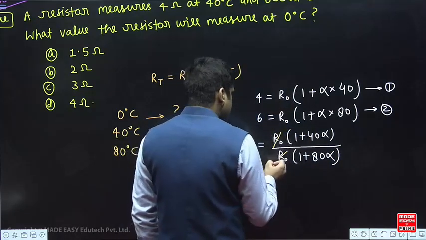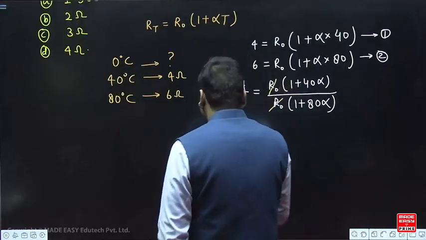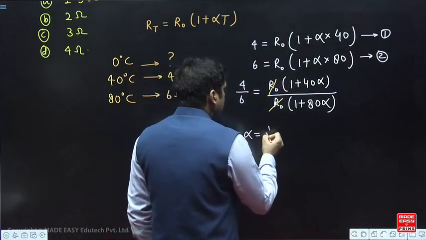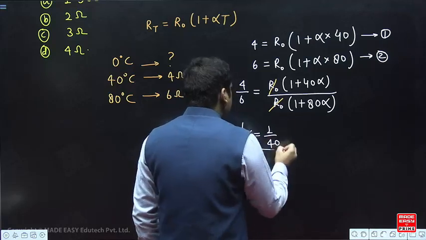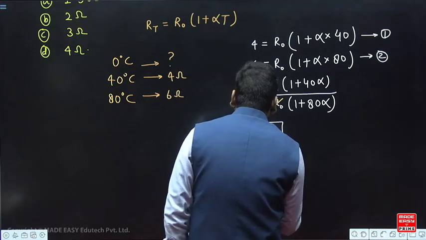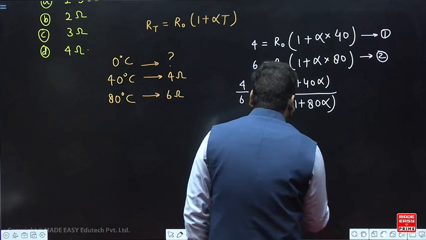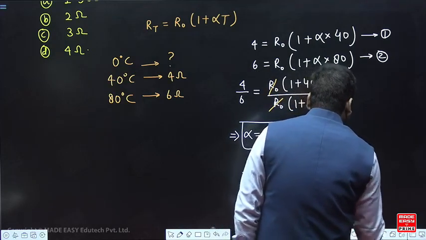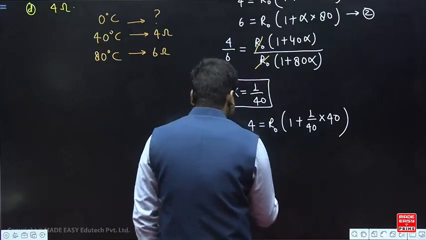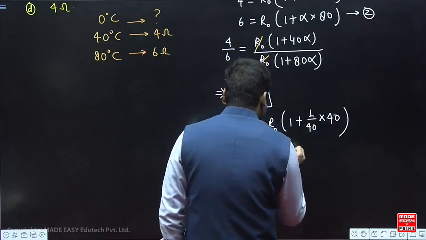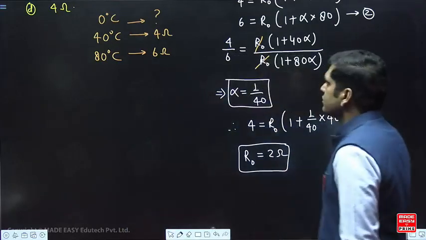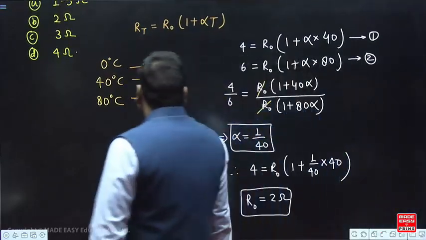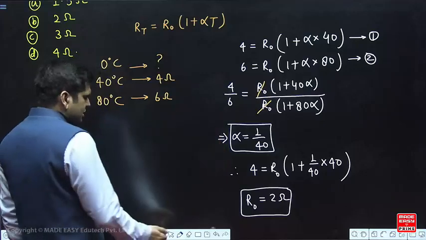And if you cancel these things, so now what will we have? 4 by 6 means 2 by 3, solve here, the value of alpha will come to 1 by 40. You put this value of alpha in any equation. So 4 is equal to R naught 1 plus 1 upon 40 into 40. Simplify this, R naught is equal to 2 ohm. So you would be getting R naught, that value is equal to 2 ohm, right? That is 2 ohm. Now my dear friends, you need not do all these calculations.